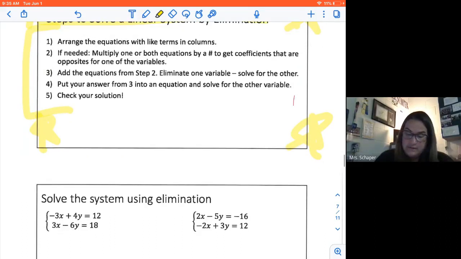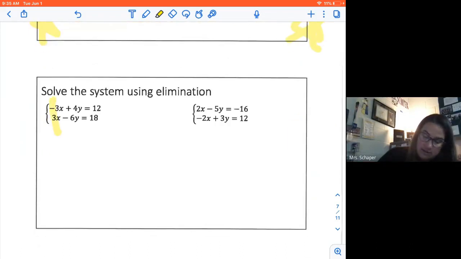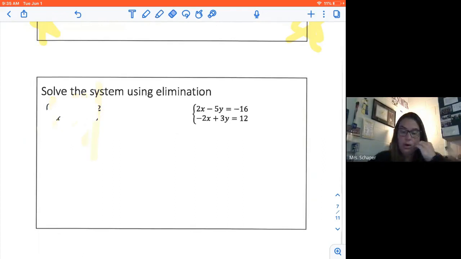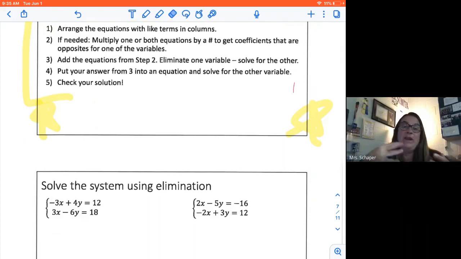When you solve the systems, the first thing they want you to do is arrange the equations with like terms in columns. So what that means is my x's are lined up, my y's are lined up, my equal signs lined up, and my other numbers are lined up. Then if needed, when we line them up, the coefficients may not be opposites for one of the variables, so we're going to need to figure that out. And then for step 3, we're going to add the two equations together. And when we add them, they're going to cancel out.